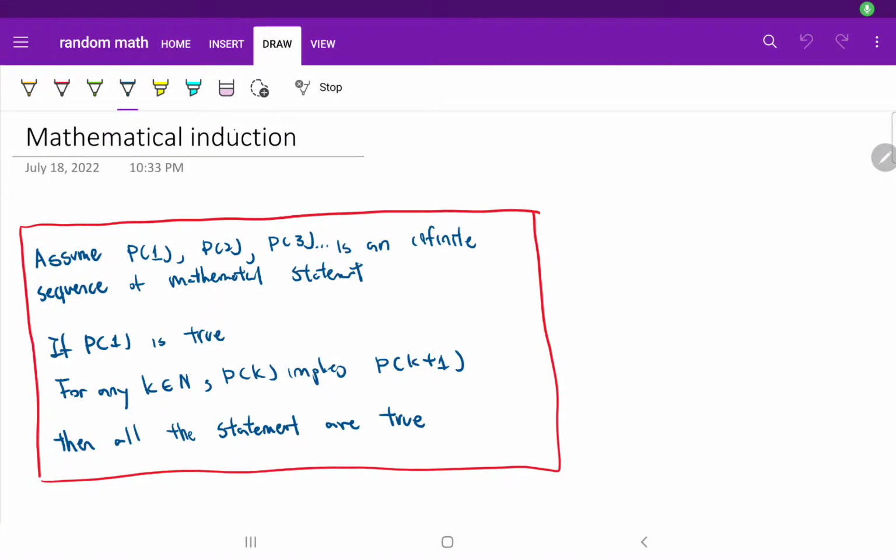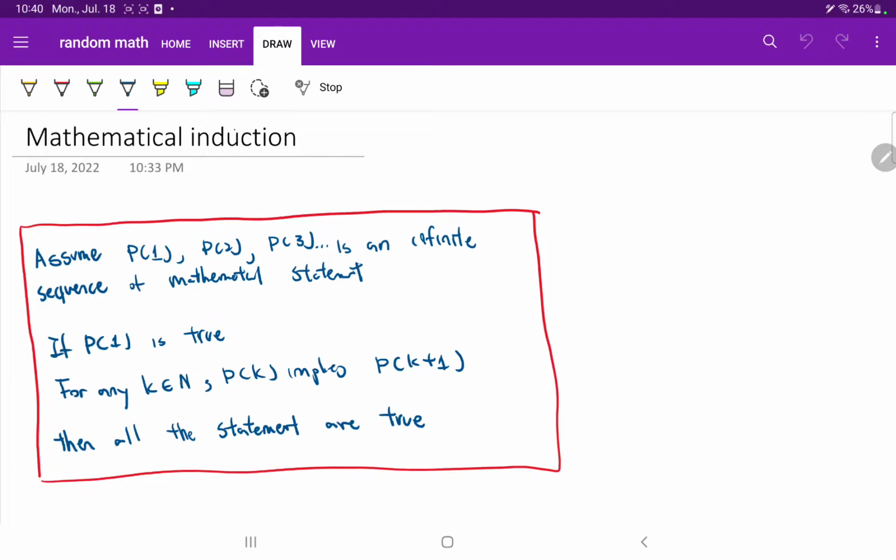We're going to take a look at mathematical induction. First, let's get started with the principle of mathematical induction. What mathematical induction says is that assume we have an infinite sequence of mathematical statements, for example P1, P2, P3, P4, and so on, going on forever. To prove this whole statement is true, two conditions need to be met.